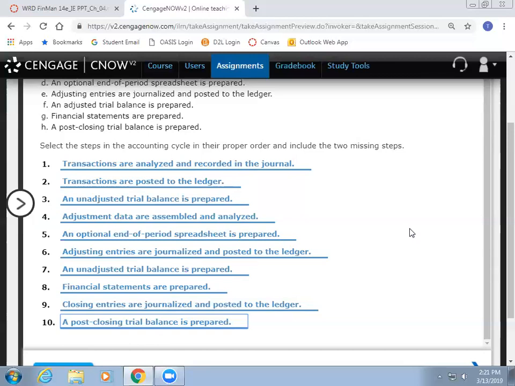If you don't do your adjustments and your adjusted trial balance, all of your numbers are going to be wrong when you do your closing. So we have to do everything in that order. That's the whole cycle.